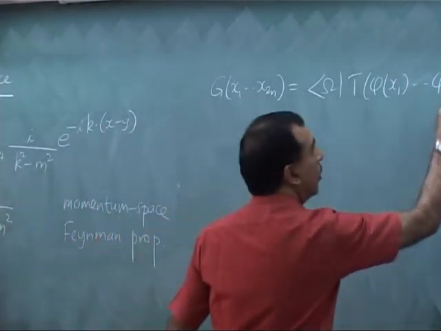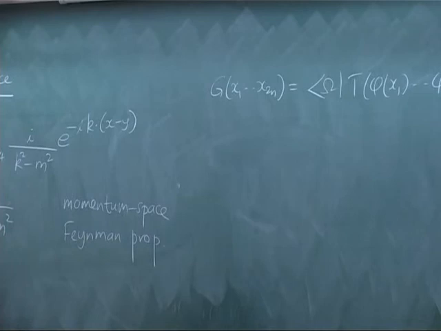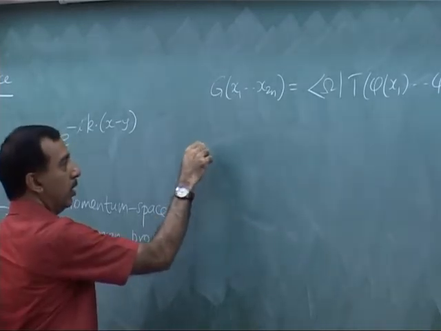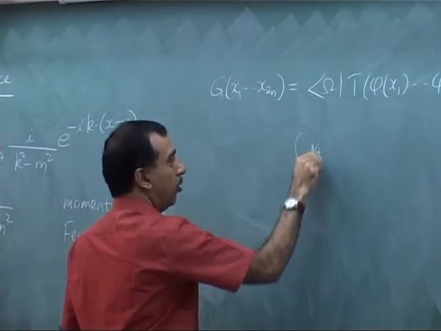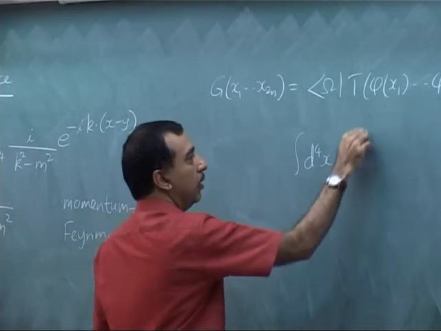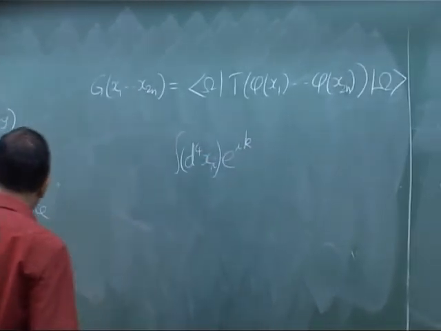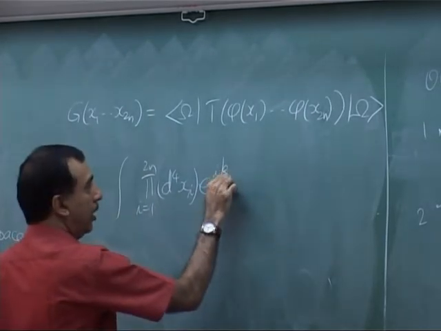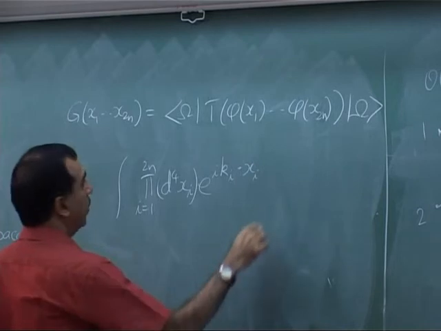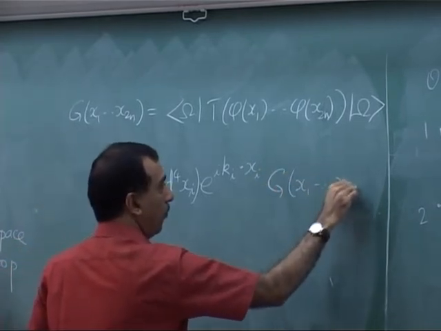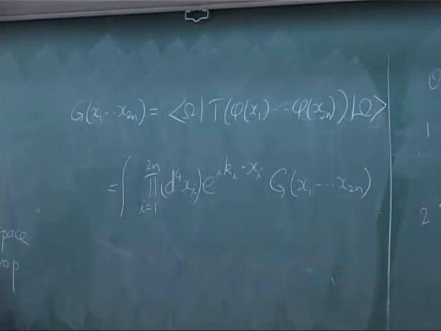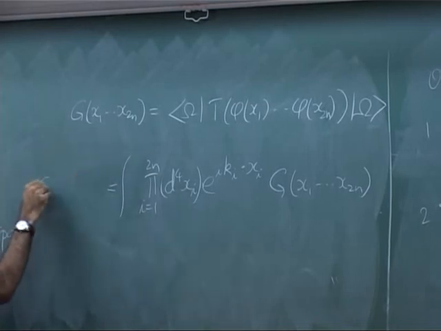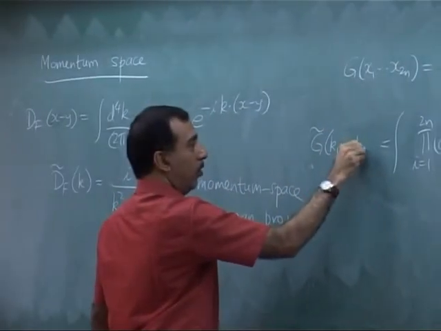Sorry, this is 2n. What I can do is convert this by Fourier transform, taking the integral d^4x e^{ik·x}, the product over all i, of e^{i k_i · x_i} times this g. Do I need 2 pi's in this also? Probably not. So this is going to be the momentum space n-point function, which I would like to call g tilde of k1 up to k2n.